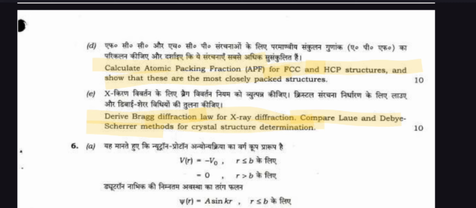We know that the Debye-Scherrer method, the powder method of X-ray diffraction by a crystal, is very good. We know that. So this scientist's name is here.